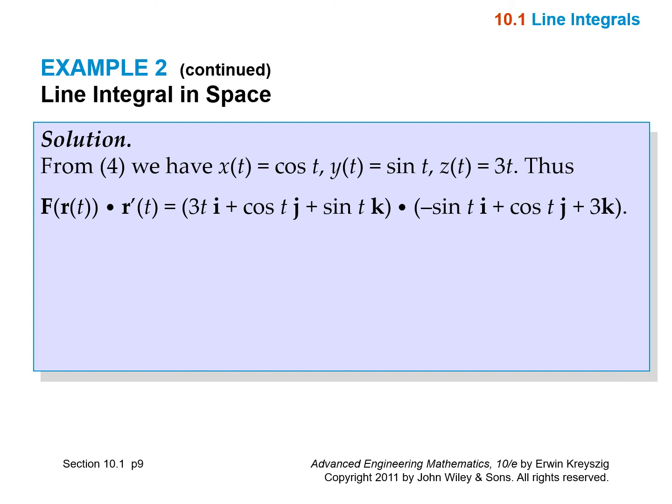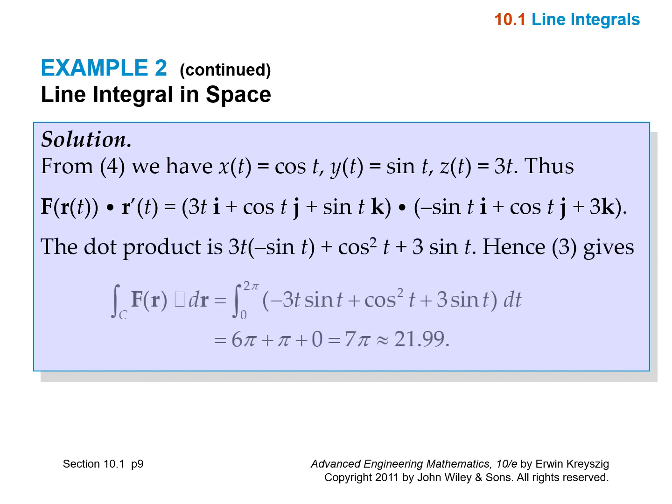Now when we take the dot product with r dash of t, I have to replace z with 3t, because there is a z in the original function. So I put here 3t times i plus cos t times j plus sin t k, and take the dot product. It becomes 3t times minus sin t plus cos squared t plus 3 sin t. Now because this is defined for t from 0 to 2 pi, just take the simple integration and you get the result. So this is basically a line integral that is used a lot.